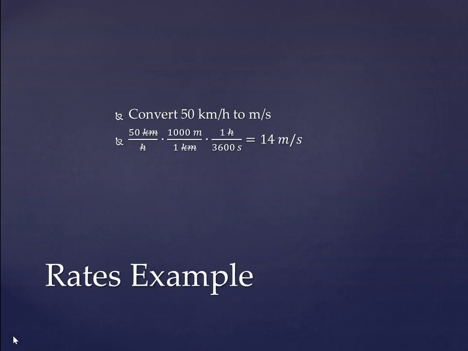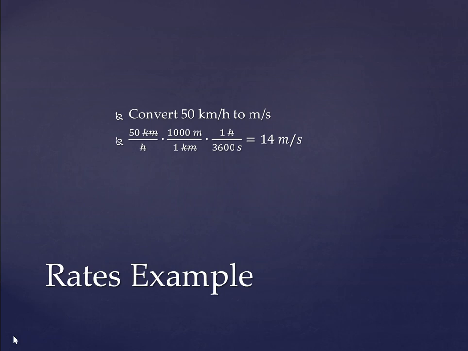The same strategy can be used with rates. If you want to convert kilometers per hour to meters per second, you will need to use two conversion factors. The first one to convert kilometers to meters, and the second one to convert hours to seconds. There are 1,000 meters in 1 kilometer, so that is what I need to use to cancel out the kilometers.